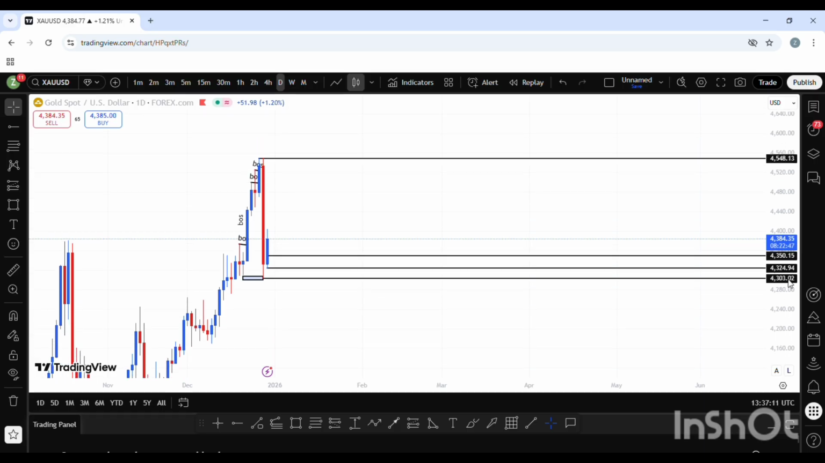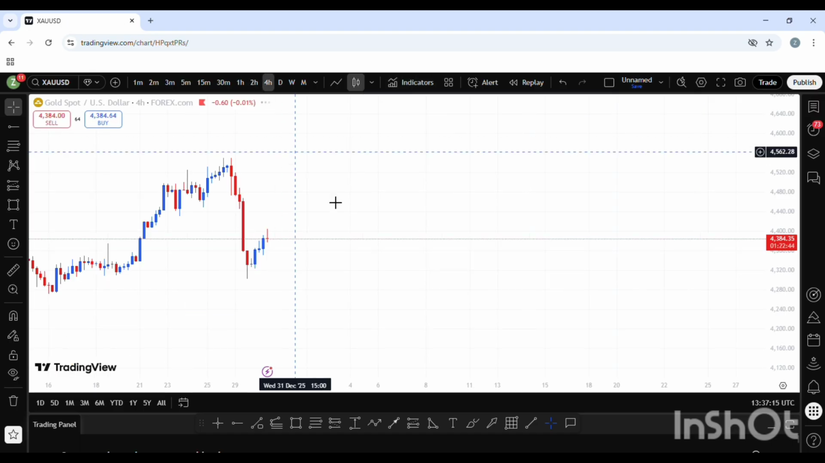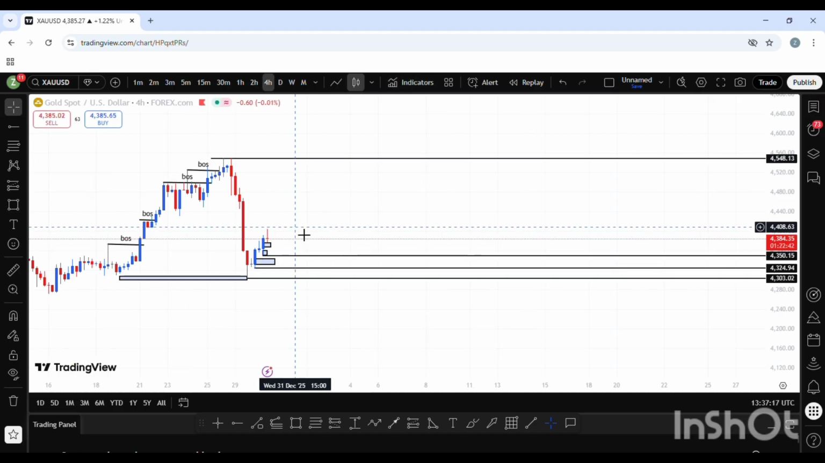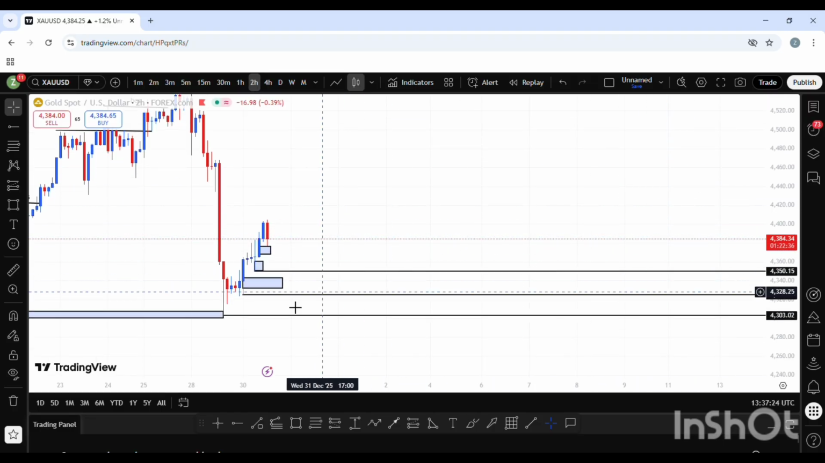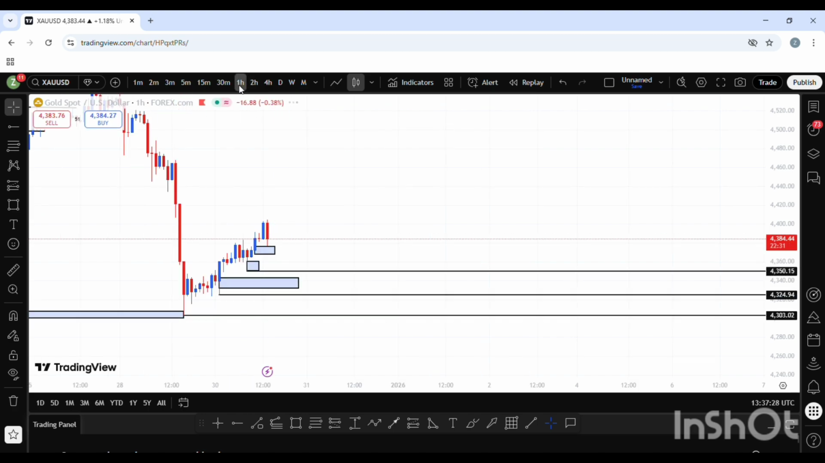Let's just confirm if everything is okay. Remember, we are at 15 minutes time frame. I'm going to higher time frames to just make sure that everything aligns.